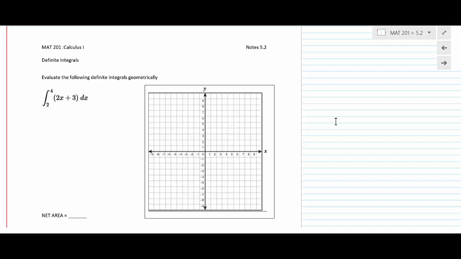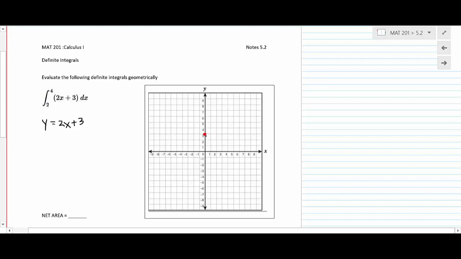So this one right here, the first thing I want you to do is start by just graphing this function. So the function is y equals 2x plus 3. Now you don't need a graphing calculator on that because it's a line, right? It has a y-intercept of 3 and it has a slope of 2. Okay, so we're just going to go ahead and graph that, starting with 3.